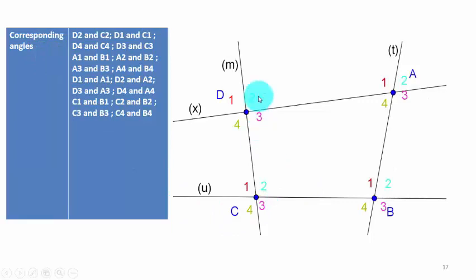Corresponding angles. For example, if we take line M, line T, and transversal X, then D1, A1 corresponding, D2, A2, D3, A3, D4, A4 are corresponding. If we take M and T and the transversal is U, then C1, B1 corresponding, C2, B2, C3, B3, C4, B4 are corresponding. If you take X and U with the transversal M, then D1, C1 corresponding, D2, C2, D3, C3, D4, C4, and also for transversal T, the same.